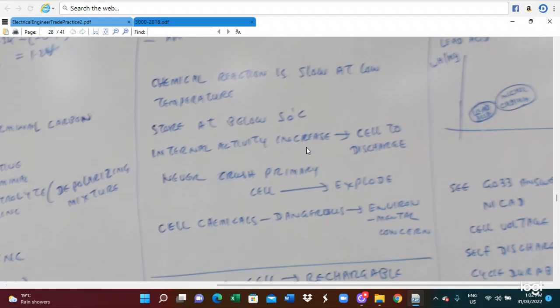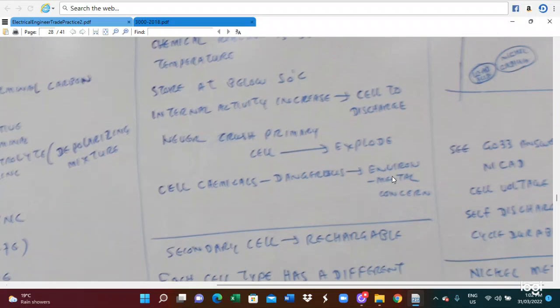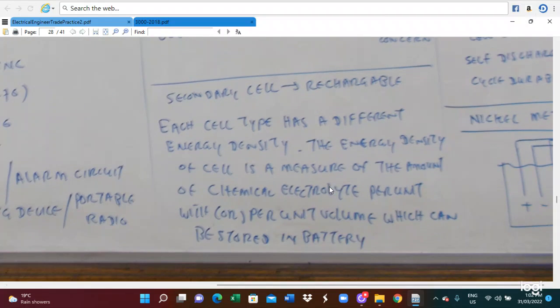At low temperature, the chemical reaction is slow, so we need to store batteries below 50 degrees centigrade. When the internal activity increases, it will be affected by discharge. Therefore, never crush the primary cell. If you crush the primary cell, it can explode. Cells can be dangerous, therefore we have to utilize appropriate protection devices.